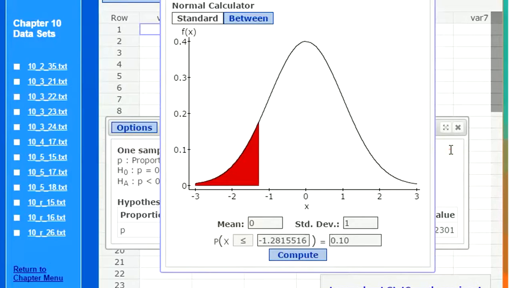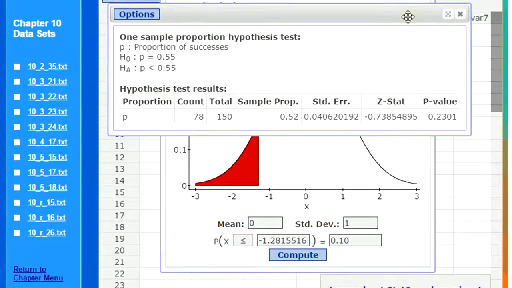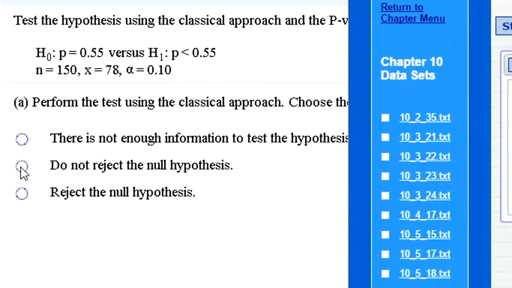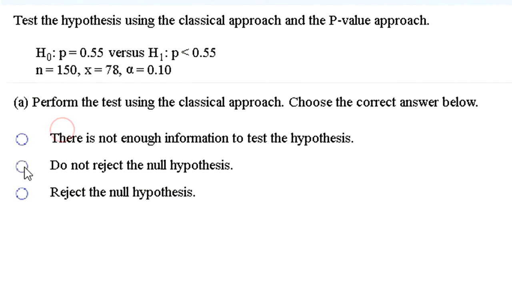I'm going to take my hypothesis test results and bring them right above. So I have a z-statistic of negative 0.7385, and I have a cutoff of negative 1.28. So I have to ask myself, would this z-stat fall into the rejection region? And my answer is no, it would not. It's going to be somewhere around here. So I would fail to reject the null hypothesis. I do not reject the null hypothesis.